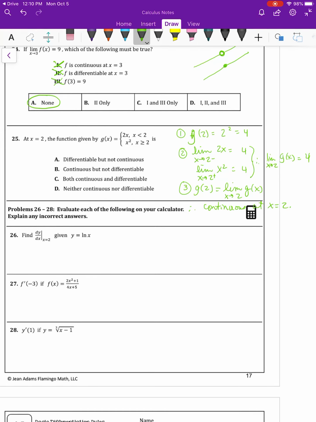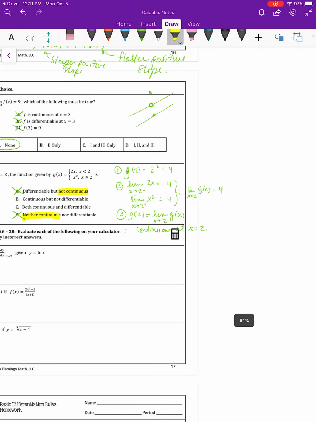So we know that it's continuous, so I'm going to cross that one out, and cross that one out, because this one said not continuous, and we just proved it was continuous. And this one says neither, and we just proved it was continuous. So we're going to cross out both of those. Now we're down to: is it continuous but not differentiable, or is it continuous and differentiable?